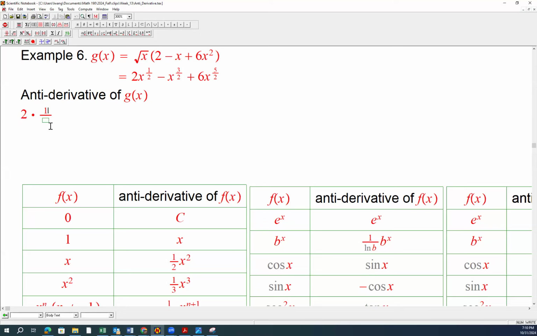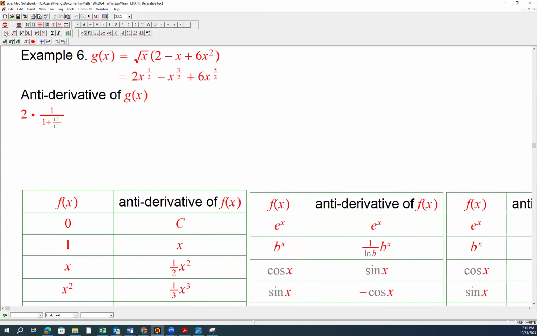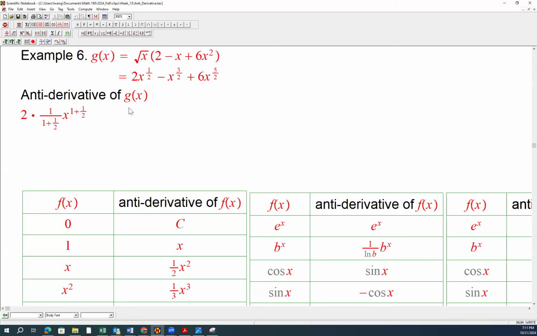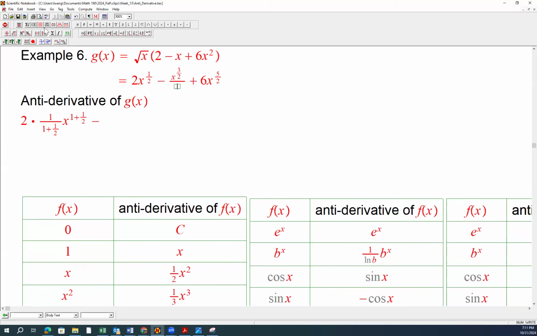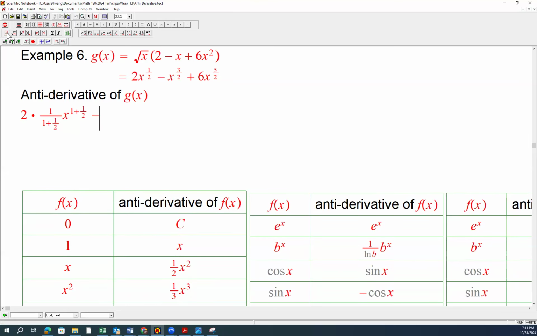Once again, it's 1 over 1 plus half, and the power x raised to the power of 1 plus half. Subtracting, and the antiderivative of x raised to the power 3 half. Whoops, I'm sorry, I put it in the wrong place. So that's going to be 1 over 1 plus 3 half.